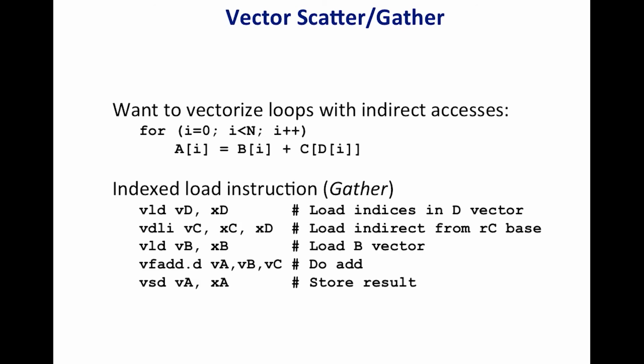Okay, so what this slide should have is, you load the indices into VD, which is a vector of indices. You then do an indirect address where you add the scalar base address XC to the indices held in the vector register VD, and that's the gather into vector register VC. Then you load the B vector just as unit stride, do the add in vector registers, and then just store out unit stride. So the gather just compacted things so you can combine them with the regular operations.